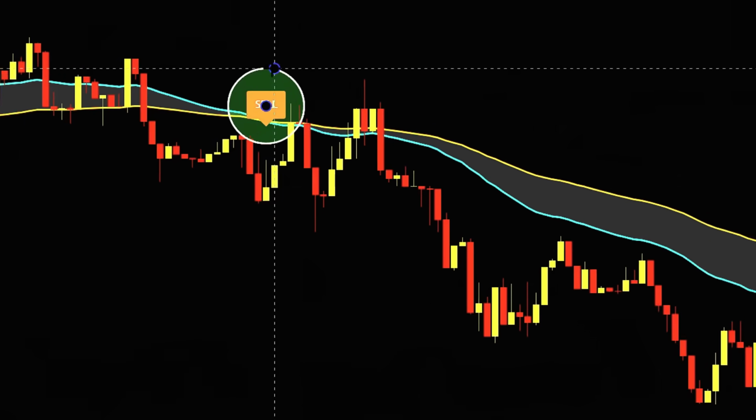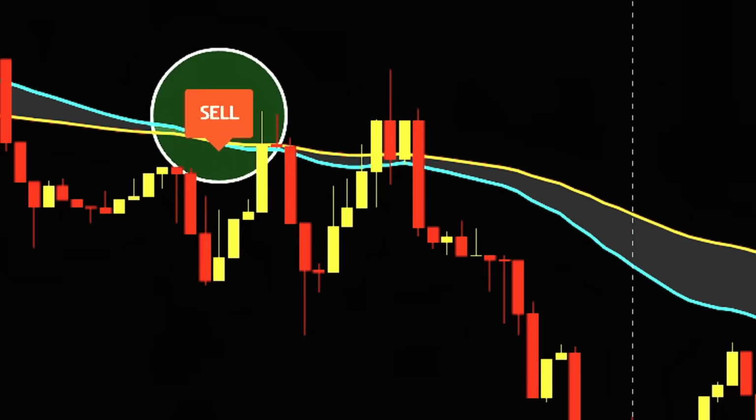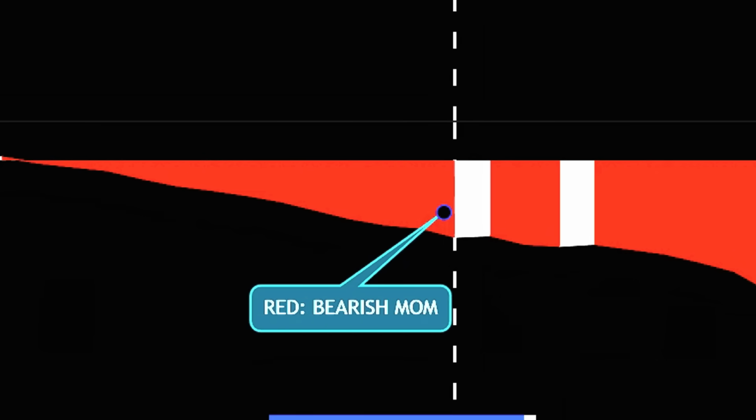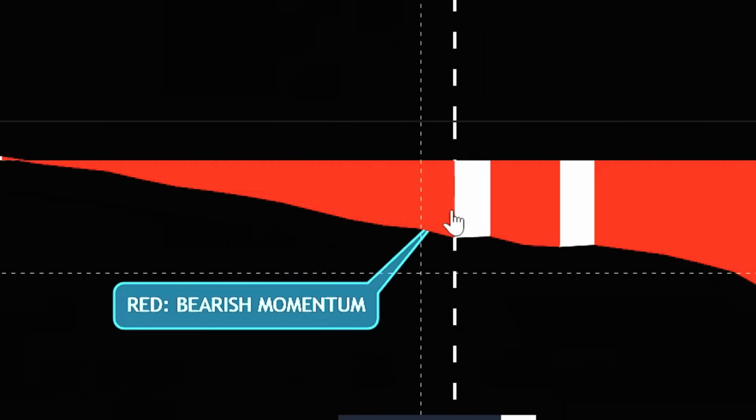And if you get a sell signal, you guessed it, you look down at the MACD. If the area is red, that's your green light to take the sell trade.